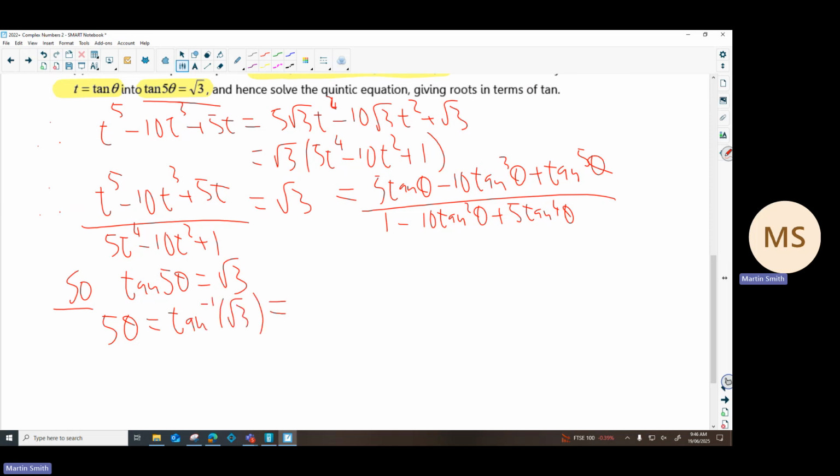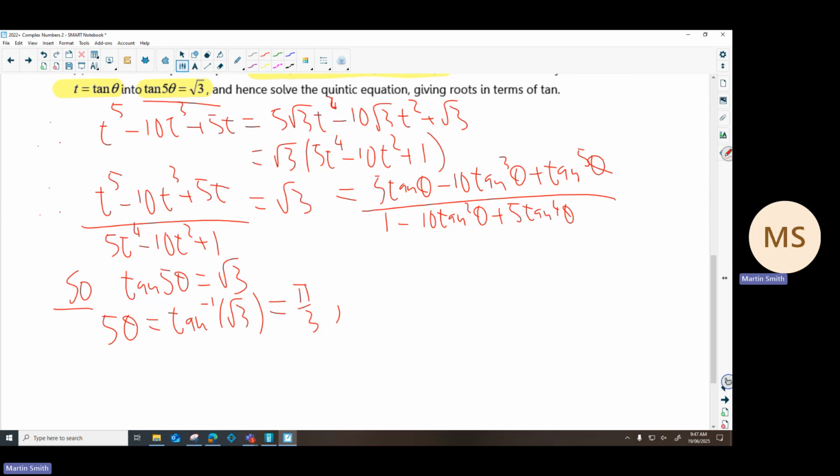And it doesn't specify this, but I'm going to get the answers in radians, ladies and gentlemen, boys and girls. Okay, so if you do inverse tan of root 3, you may do that on your calculator. That will give me inverse tan of root 3 is pi over 3. So in a minute, I'll divide that by 5 to get a value for theta, and then that will give me 1 value for t. But I want 5 values for t, so I need 5 values of theta.